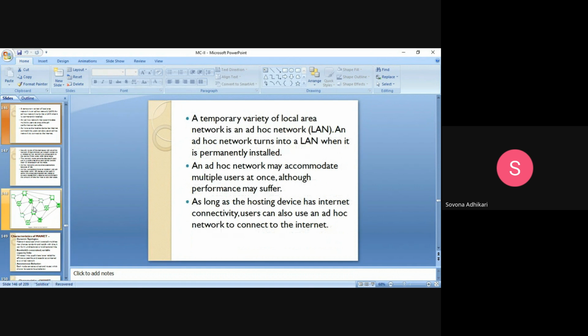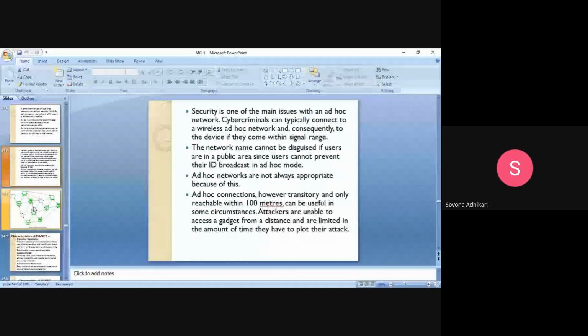A wireless ad hoc network is a temporary variety of location-based network. Wireless ad hoc does not have a permanently installed structure. If it is permanently installed, you get a LAN. An ad hoc network may accommodate multiple users, and users can also connect to the internet.